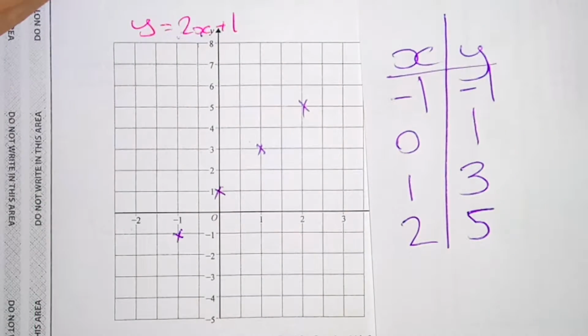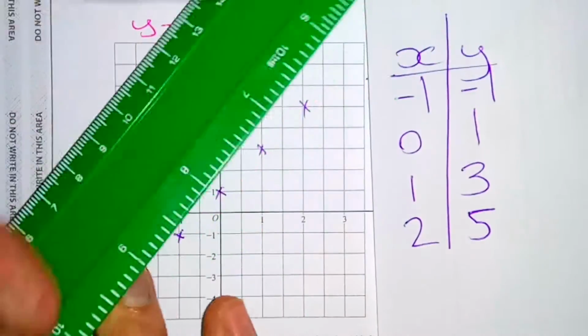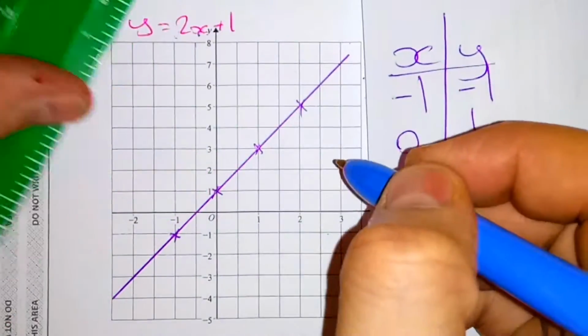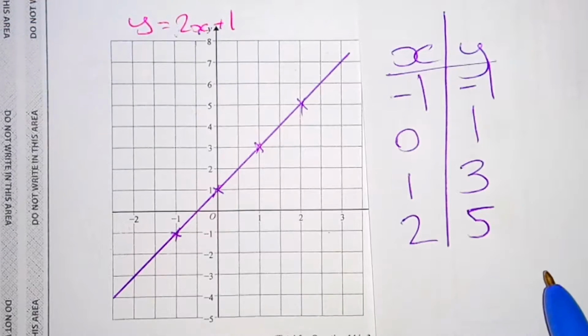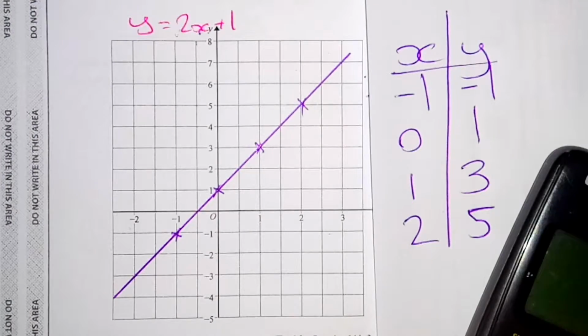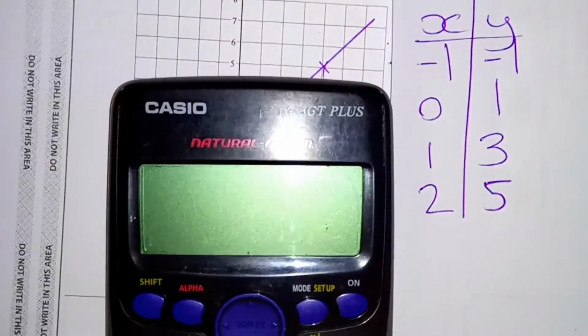Now, just because of the way it is, it's obviously going to be a straight line. This is a straight line, so it works nicely. And there you go. There are other ways to do it. If you want, your calculator can actually do your table of values for you.